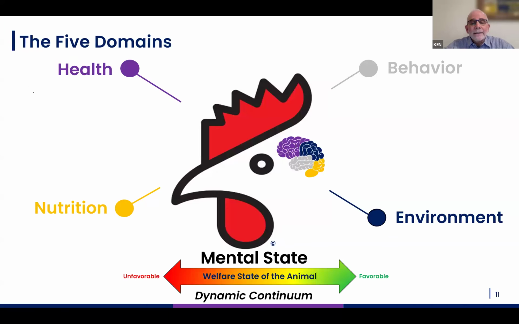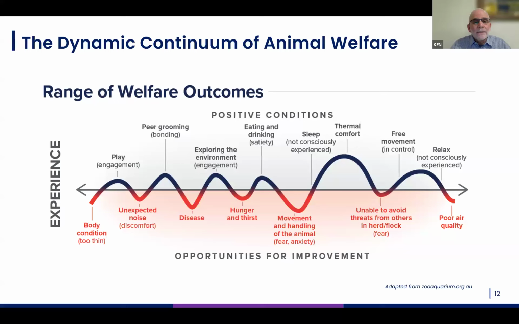It's also important to understand, and I think you probably have a feeling, that this mental state is very dynamic because each of these domains has positive and negative outcomes associated with it. And really the total of all of these impacts create whether the welfare state of the animal is unfavorable or favorable. And it may be favorable in one of the domains and unfavorable in others. But all of these interactions make this assessment of welfare state very dynamic and changing minute to minute.